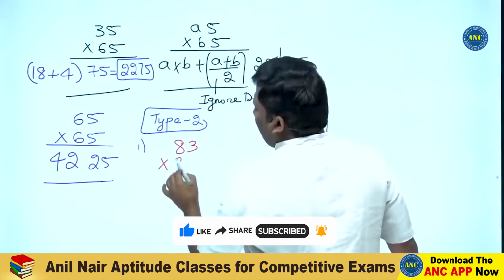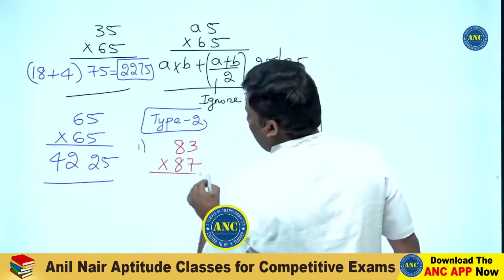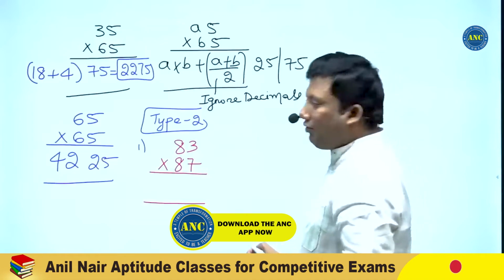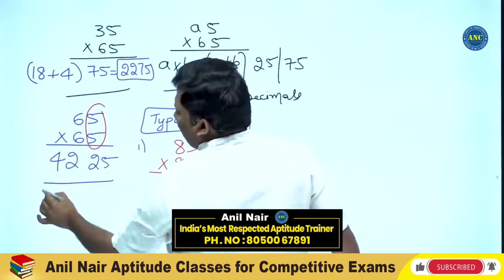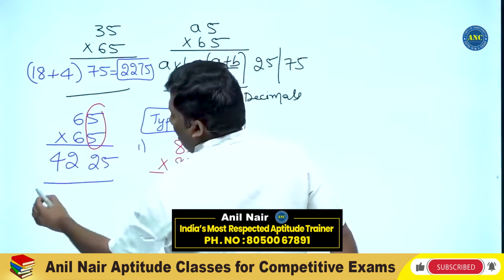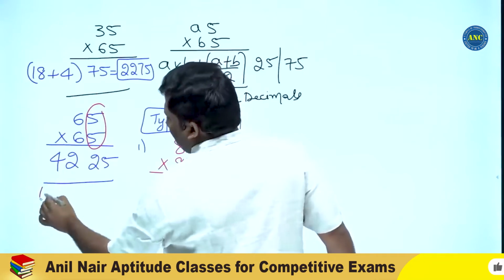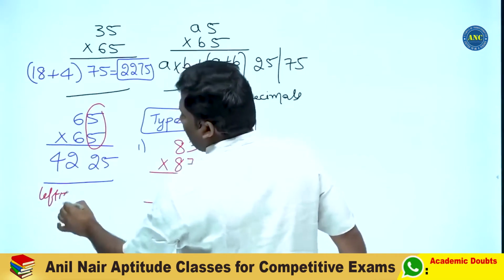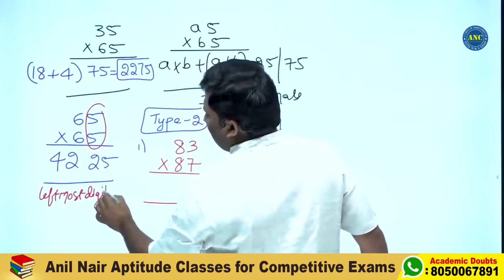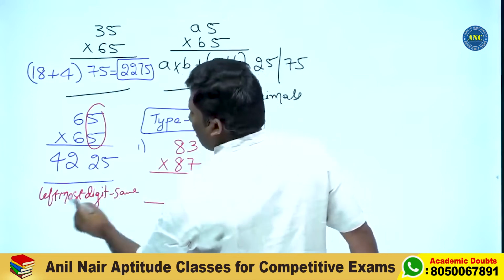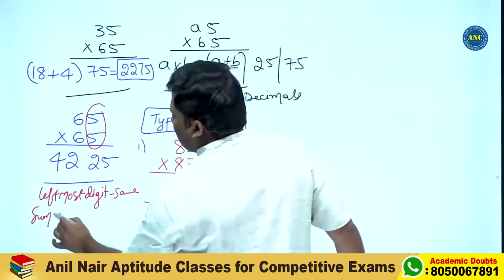83 into 87. Listen carefully, sir. Here, 3 plus 7, it is 10, that means the leftmost digit is same. Write down this one, sir. Leftmost digit is same. Sum of remaining digits.